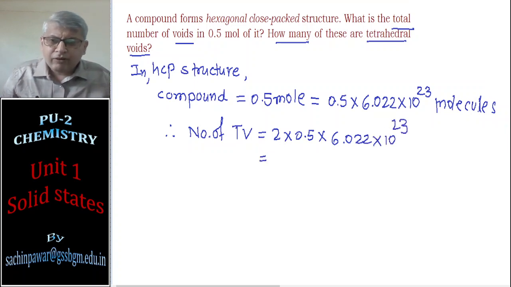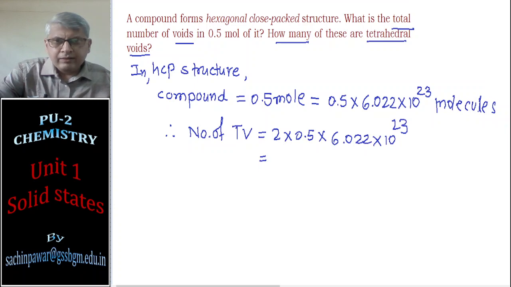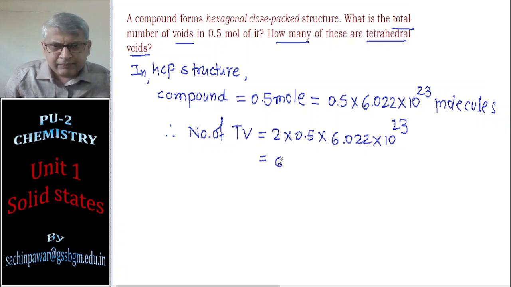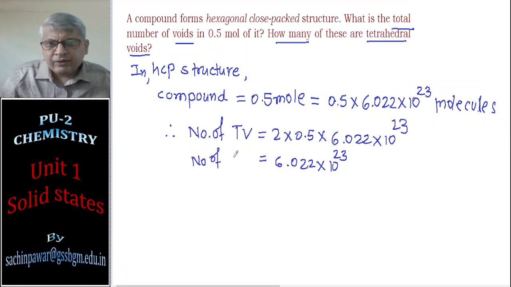A simple formula, if you use that, the value comes out to be, if you just use a simple calculator or do mind calculation, 2 into 0.5 is 1 only. So it is 6.022 into 10 to the power 23. That is the number of tetrahedral voids. So this problem is solved.